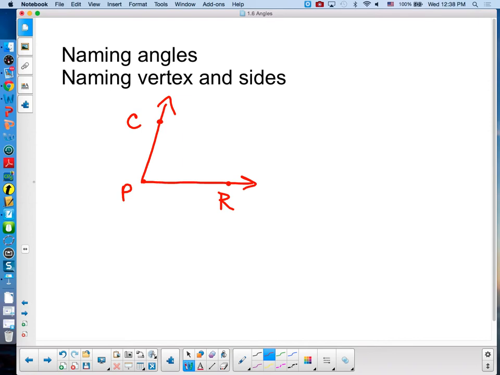What should the middle letter be? P. Okay, so I'm looking to see if P is your middle one. Because the vertex, the corner, is the second point. So you should be naming, it could be angle CPR, angle RPC, or angle P. All of those would be correct names. Okay, now name the vertex and then the sides. So what's the vertex and what are the sides?